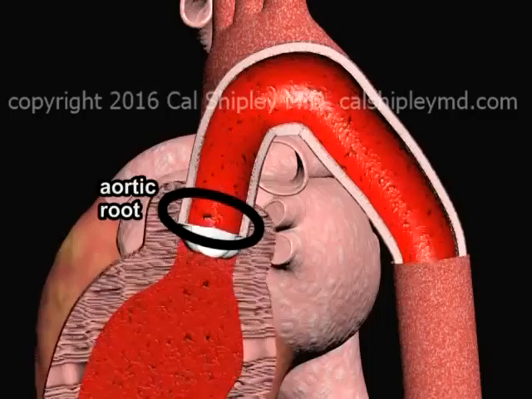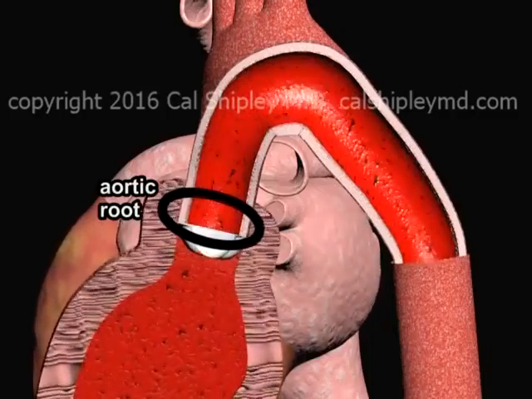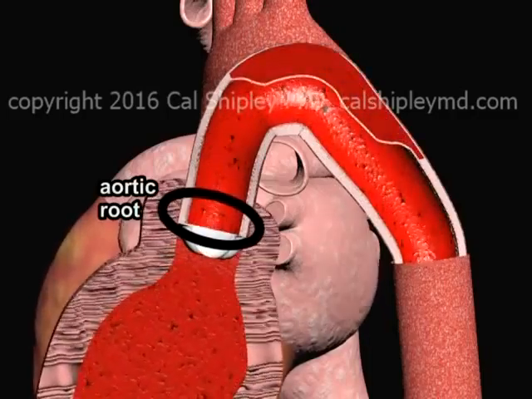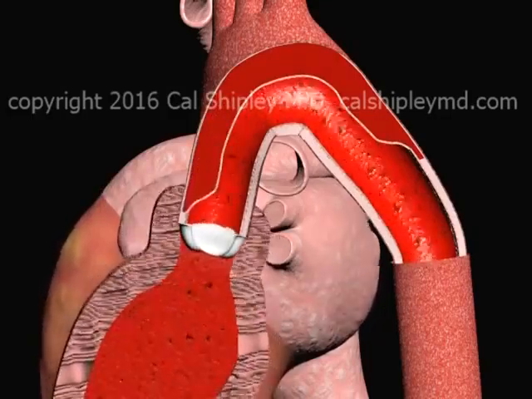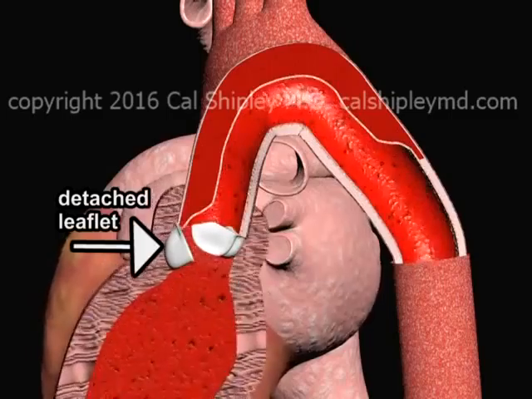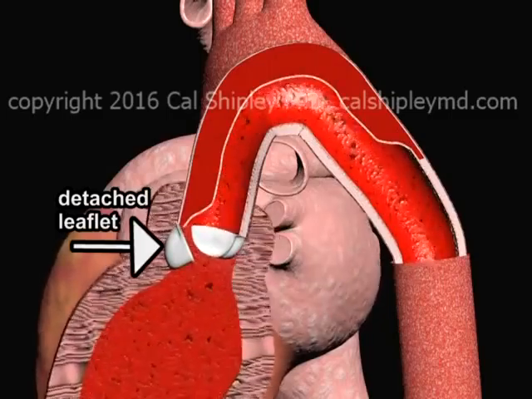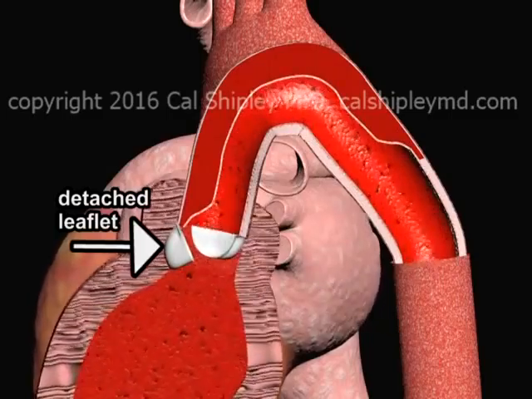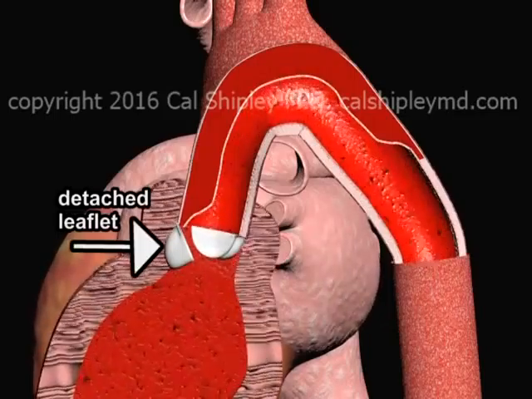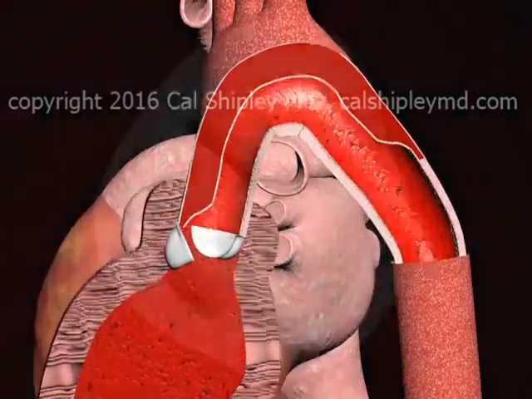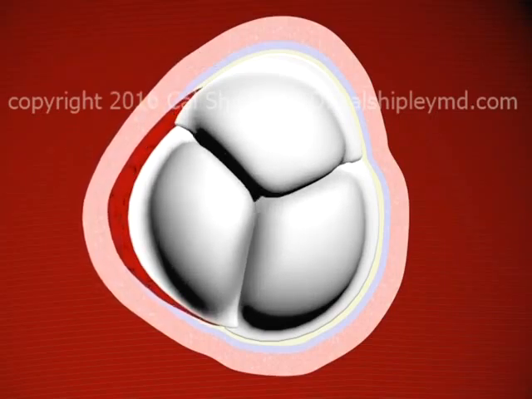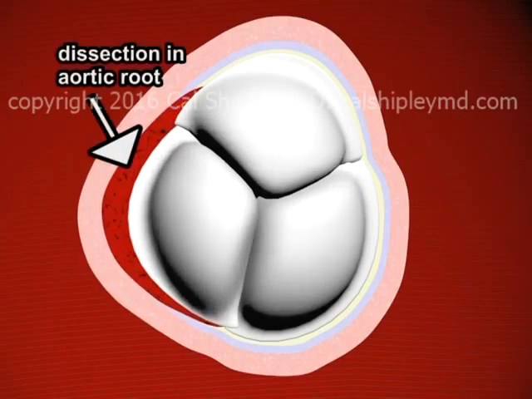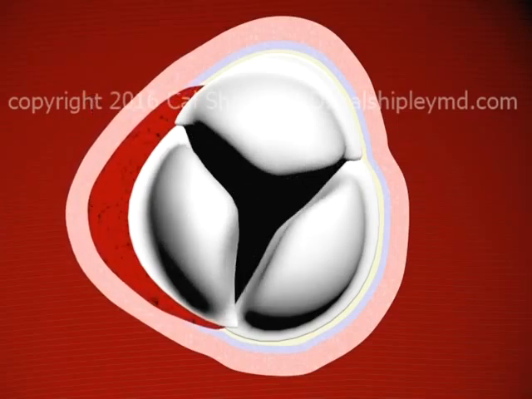If the process of dissection moves down the ascending aorta, it may involve the aortic root, causing one of the leaflets to detach from the annulus. Looking at the aortic valve from inside the left ventricle, the area of dissection within the aortic root progresses until the leaflet has become detached.